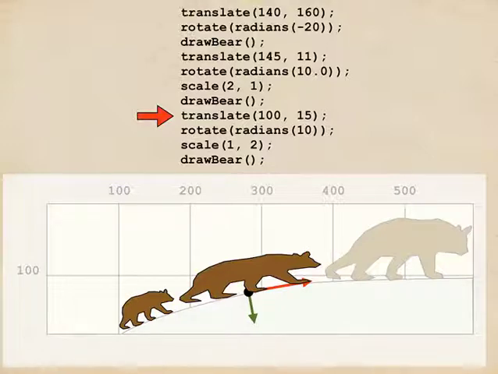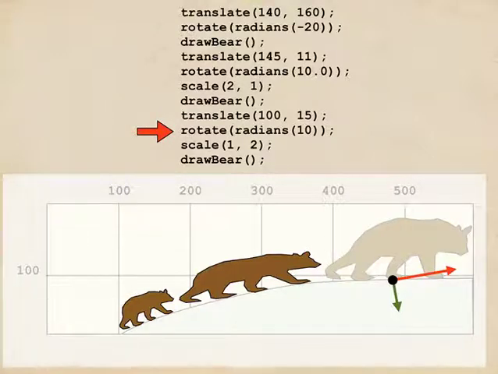So right now we're going to translate by 100 units along the current x-axis and 15 units along the y-axis. So that moves us up and to the right and then down and to the right a little bit. That puts us right where we want to be. Now we need to rotate to get to the level field where the bear is walking. Now we need to rotate again because the hill has leveled off.